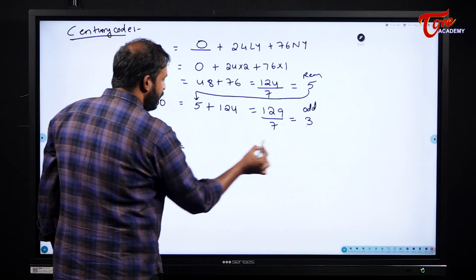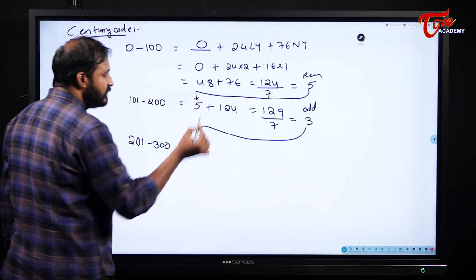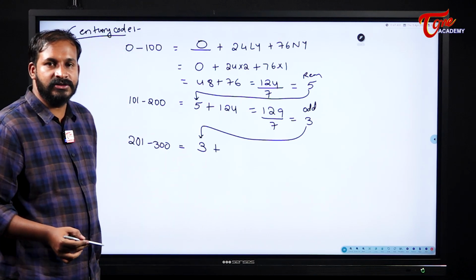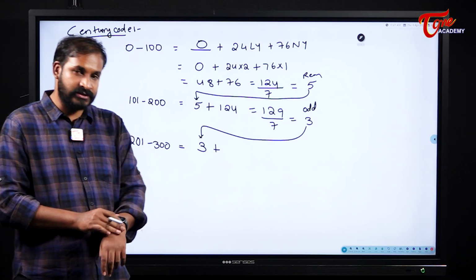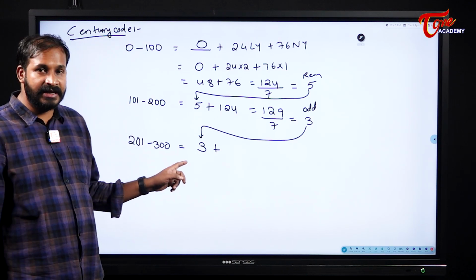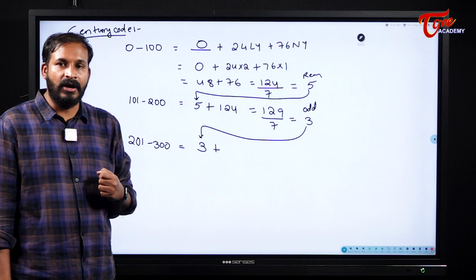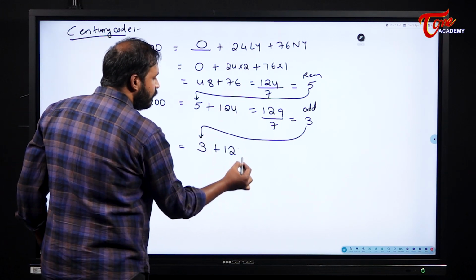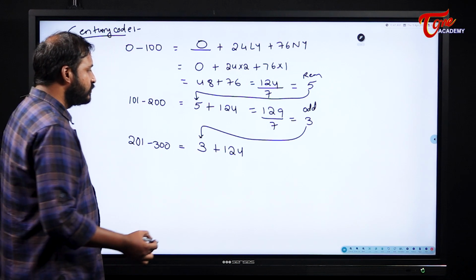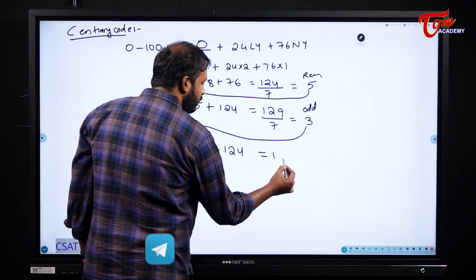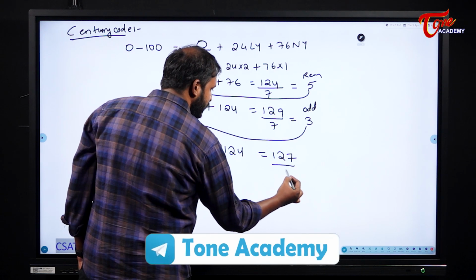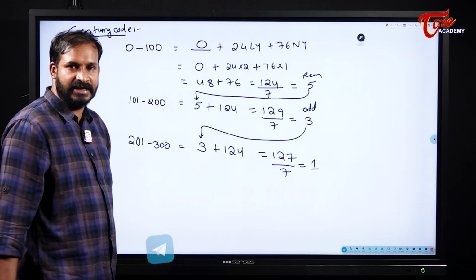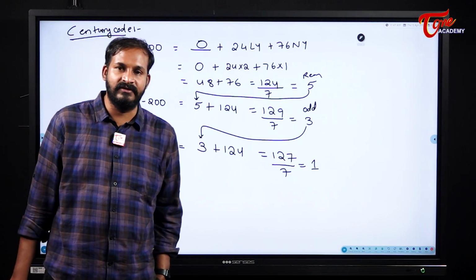So these 3 odd days will come as a carry forward for us. So 3 plus, same story for 201 to 300 also. From 201 to 300 also the same story, 100 years and the same odd days for us. So here also the same story will be repeated and we will have 3 plus 124. When I add these two things, what will I get? 127. When I divide it by 7, what is the remainder? I will get 1. Why? Because 126 is exactly divisible by 7. So the remainder which I will get here is 1.